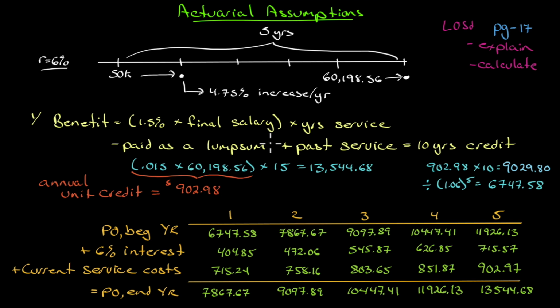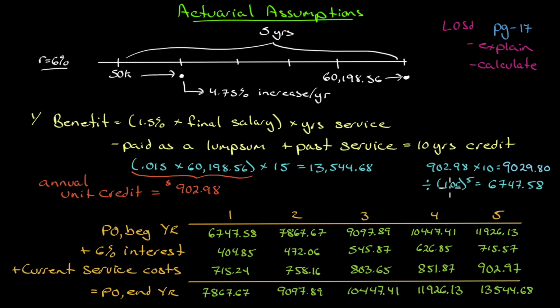We're going to say that not only do we have the 5 years paid as a lump sum, but we have 10 years of past service that we have to add on to this as well. So we know that our annual unit credit is 902.98, but now we're multiplying it by 15. The 5 years that we're going to put in plus the 10 years of past service, that's $13,544.68. If we look at our 902.98 and multiply it by 10 for the 10 years of past service, we're at 9209.80. If we divide that by 1.06 to the 5, we get 6747.58.